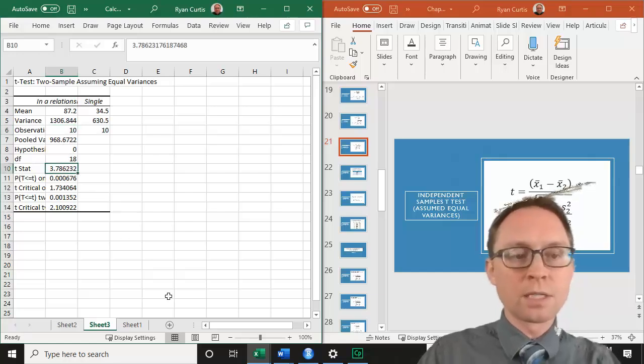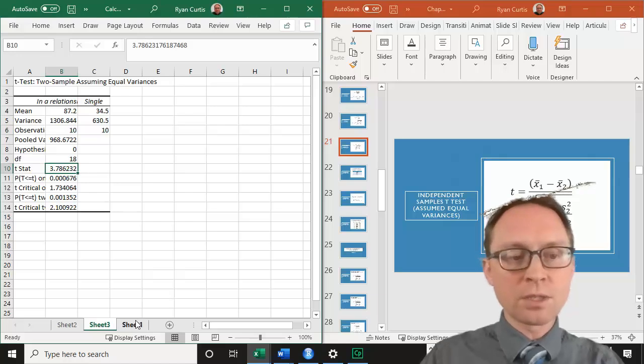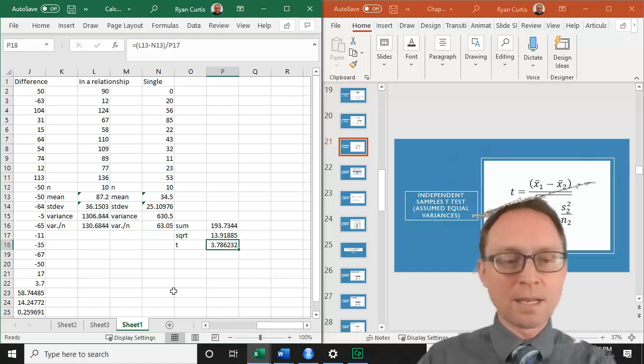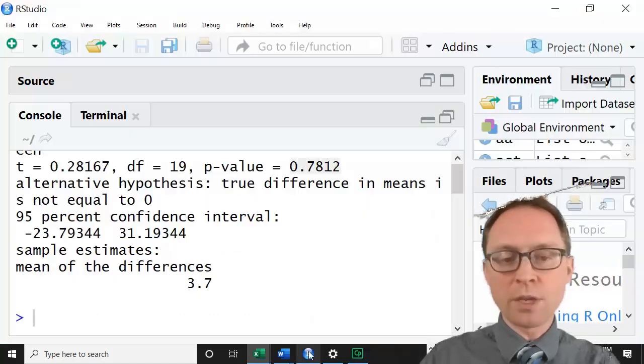And then here's the t-statistic, 3.786232. Let's see if that's the same. 3.786232. We did it. It's the same. Good job. Here's the way to do it in RStudio.